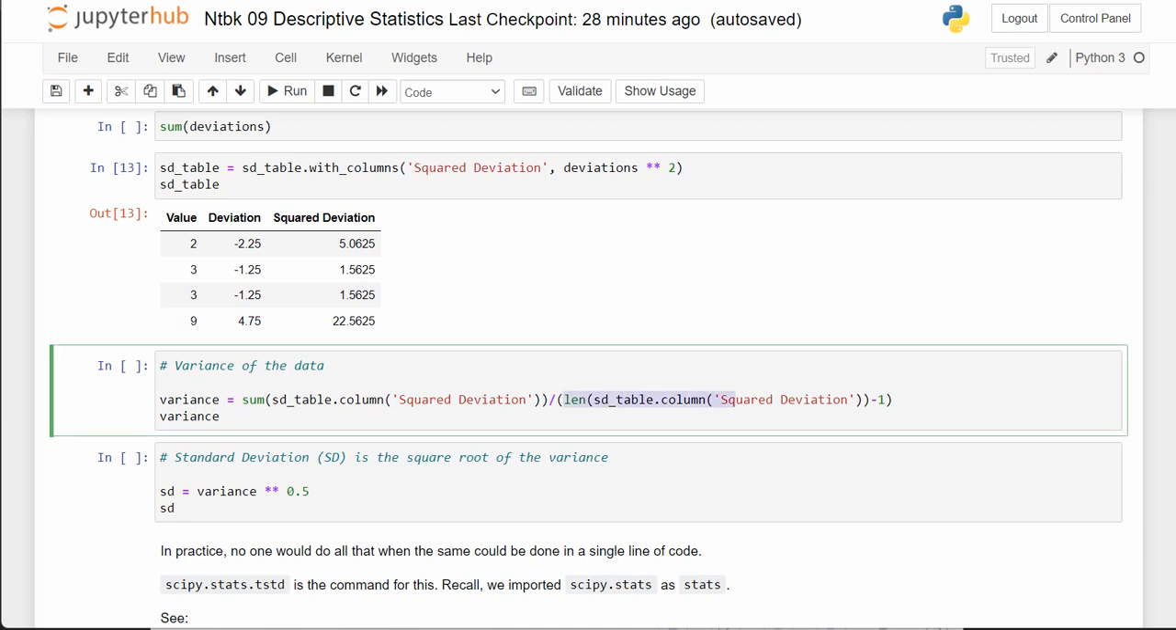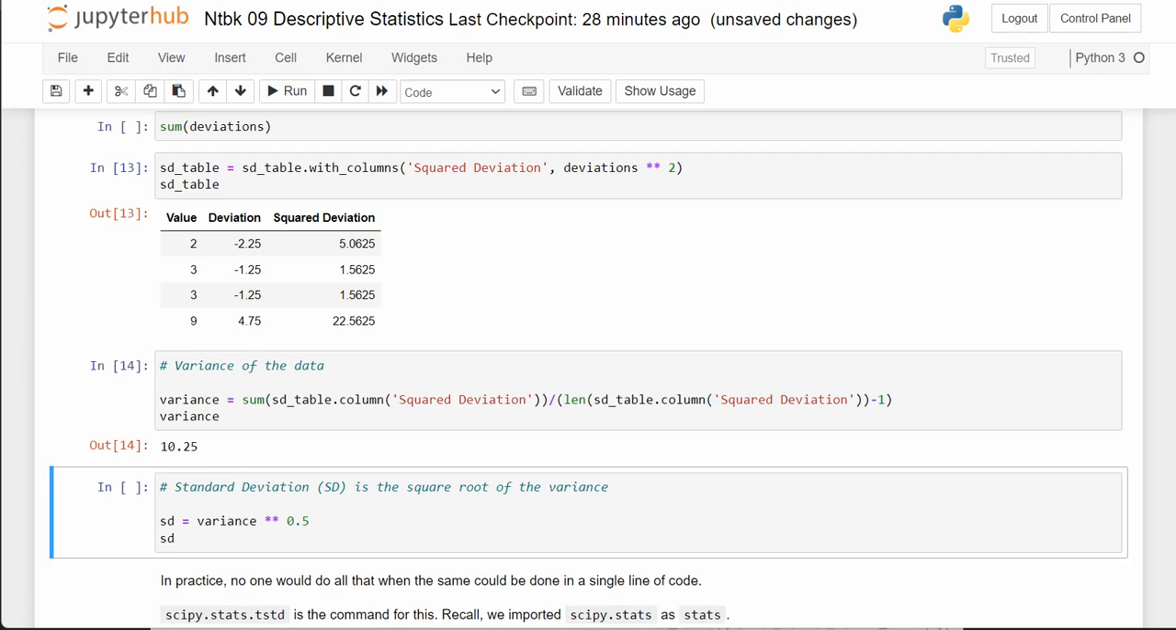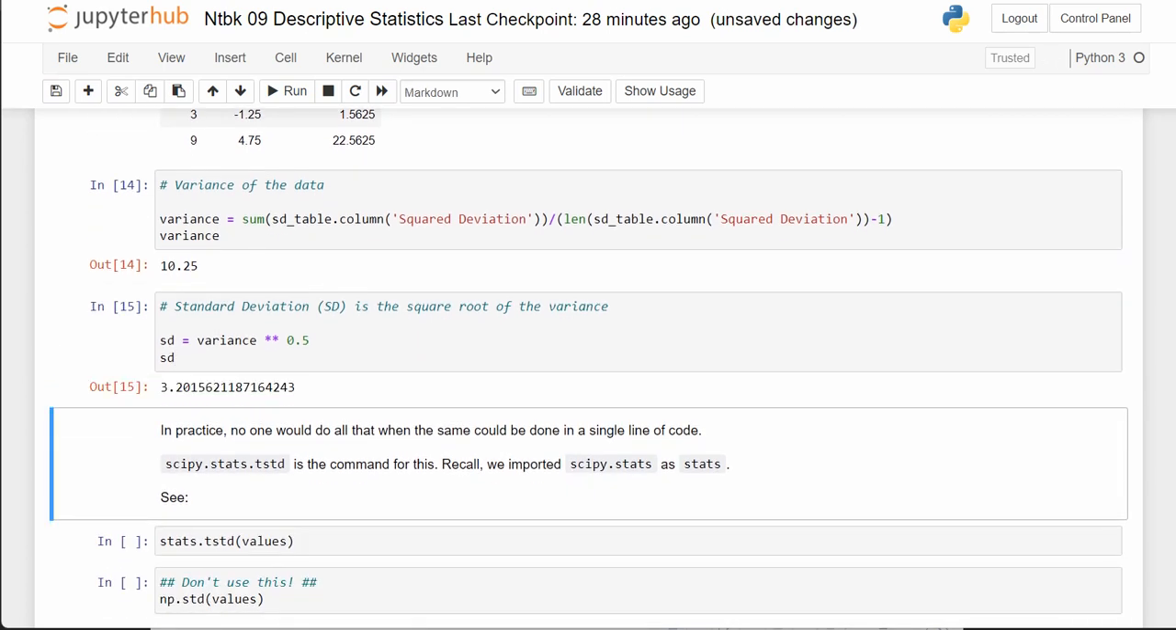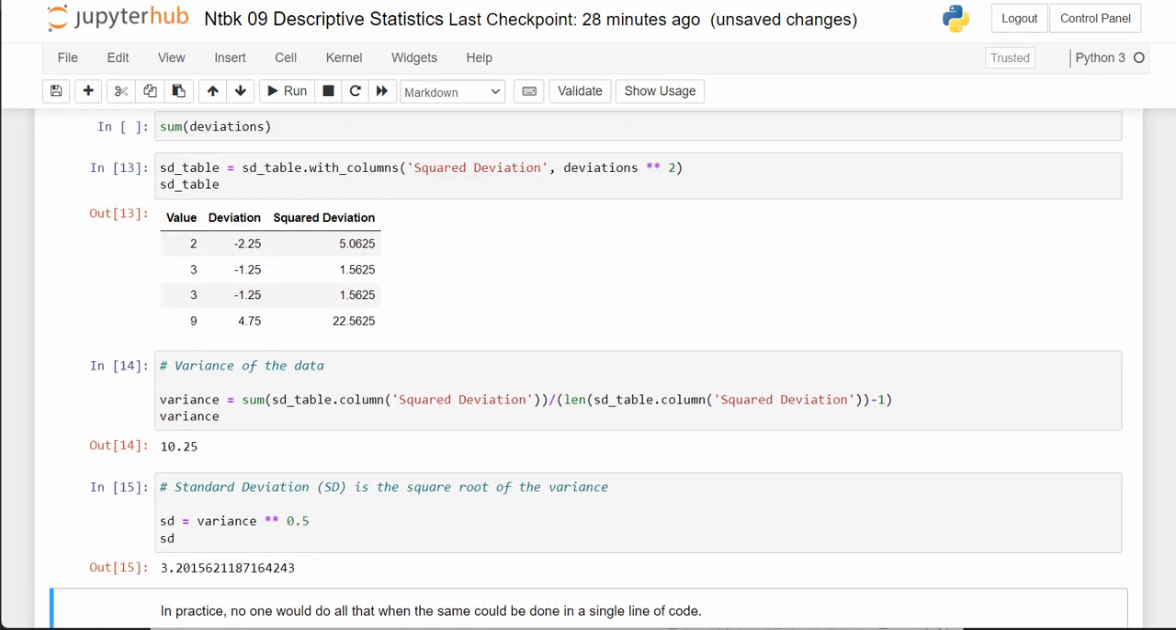Okay, and notice that we don't just divide by the number of numbers. Instead of dividing by 4, we do 4 minus 1, which is 3. And so that's called the variance, and I take the square root of that, and that's the standard deviation.